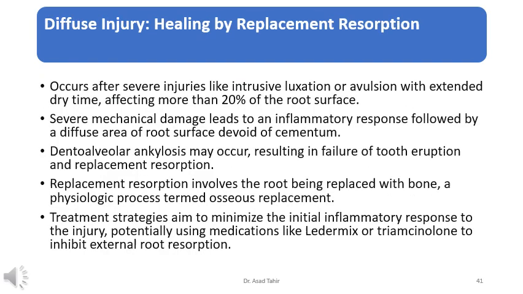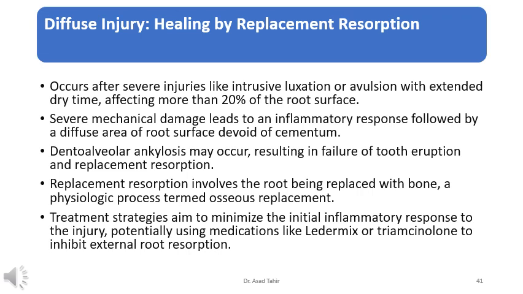Diffuse injury, healing by replacement resorption. Occurs after severe injuries like intrusive luxation or avulsion with extended dry time, affecting more than 20% of the root surface. Severe mechanical damage leads to an inflammatory response followed by a diffuse area of root surface devoid of cementum. Dentoalveolar ankylosis may occur, resulting in failure of tooth eruption and replacement resorption. Replacement resorption involves the root being replaced with bone, a physiologic process termed osseous replacement.